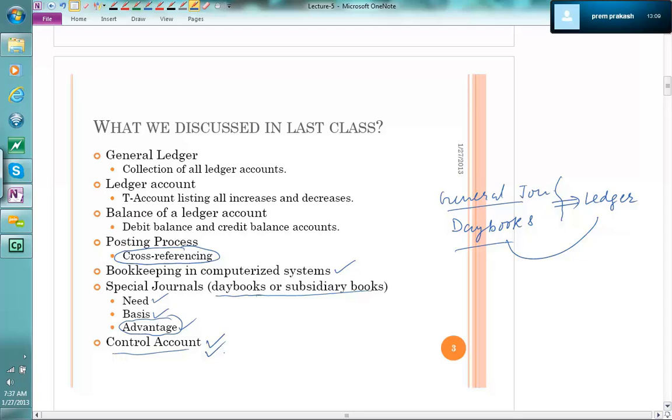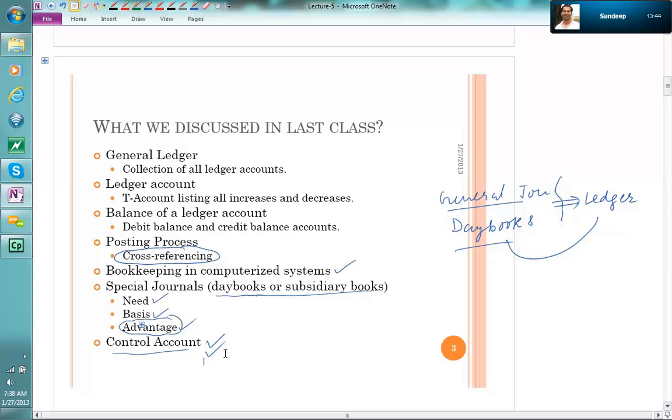Similarly, if we have a huge number of suppliers, say 100 suppliers in a business, then for each supplier, whenever you purchase goods on credit, you will have accounts payable, and there will be a control account. Once again, the control account will have a credit balance which will match the sum of all the credit balances in the individual supplier accounts.